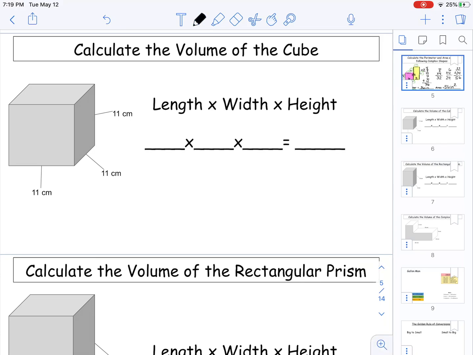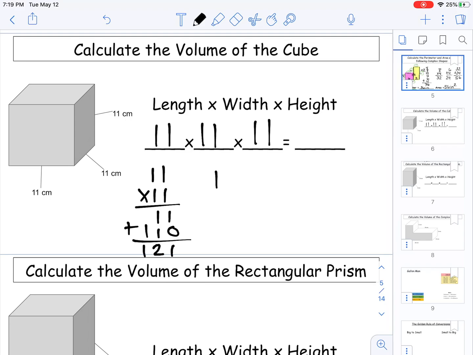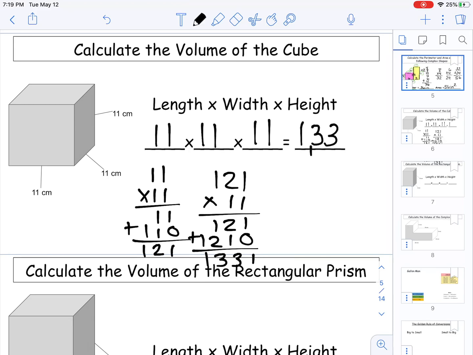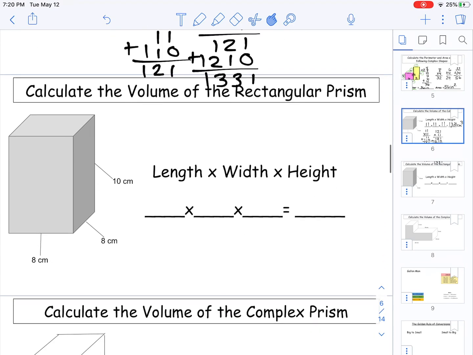Remember volume, length times width times height. So for a cube, it's all going to be the same dimensions, 11, 11, 11. So you need to do 11 times 11, which gives me 121, and then you have to do that times the third dimension, which gives me 1,331 centimeters, and remember, volume is cubed.